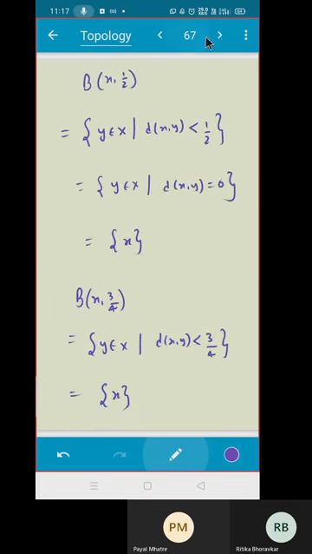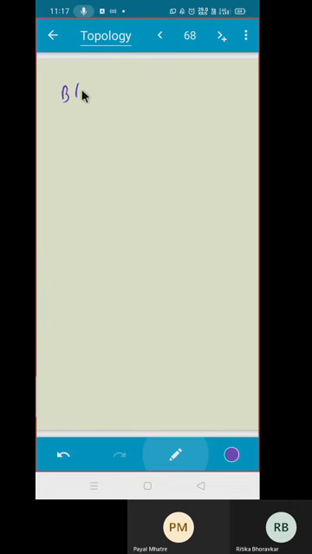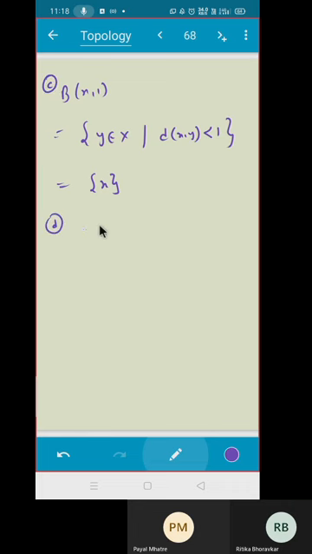So what is the conclusion? Do you understand now? This B of x comma 1 is again the set of all y in X such that distance of x comma y is less than 1. What do you know? Distance is either 0 or 1. So this is again going to be a singleton set. Sir, the screen is stuck. Oh, is that so? Now, yes, now it is. Okay. What is the fourth one? This is C. What is the fourth one?